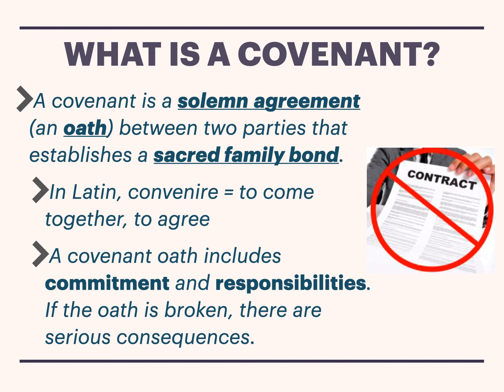But by the end of this slide, I'll give you an image that kind of tracks how those covenants are establishing this sacred family bond. It's important to note that this covenant oath includes a commitment by both parties and responsibilities. If the oath is broken, which we'll see happens over and over again, there are consequences to breaking that oath.